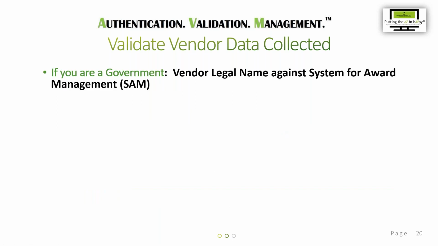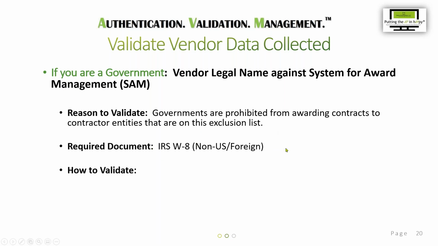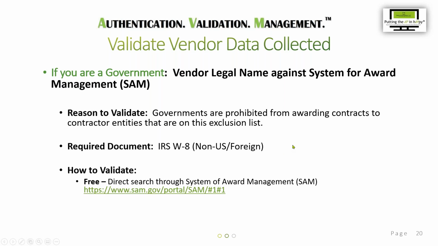If you are a governmental entity, you want to verify the legal name against the System for Award Management, or SAM. And the reason to validate is governments are prohibited from awarding contracts to contractor entities that are on this exclusion list. And again, since you're searching by the vendor name, you'll get that from the IRS W-8. And then it is free. It is a free search through the System for Award Management, or SAM. It's also included in the validations on 10-check.